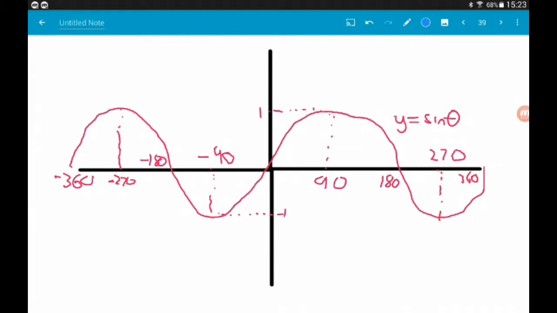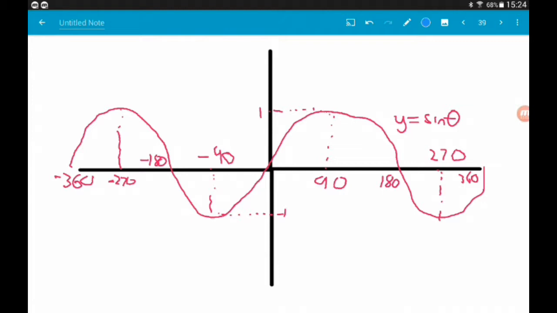The x-intercepts are at -360, -180, 0, 180, 360, and the x-coordinates of our stationary points, so our peaks and our troughs of the wave, are at -270, -90, 90, and 270. So make note of that. We're going to be using that. I'm going to clear it up a bit.